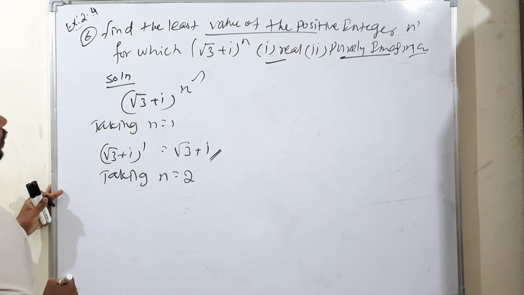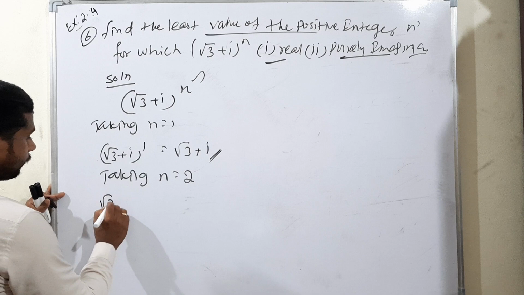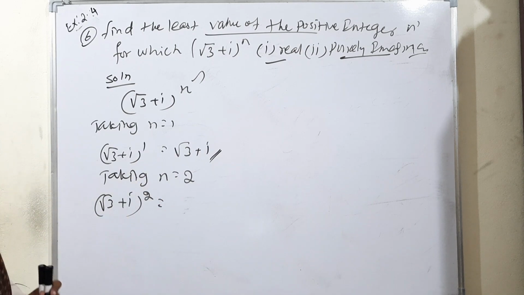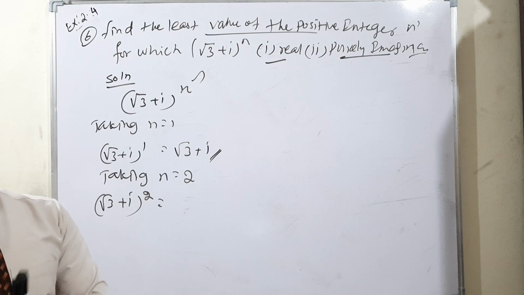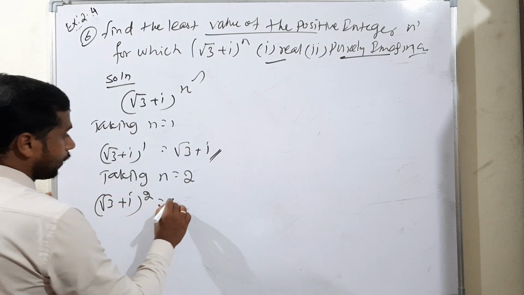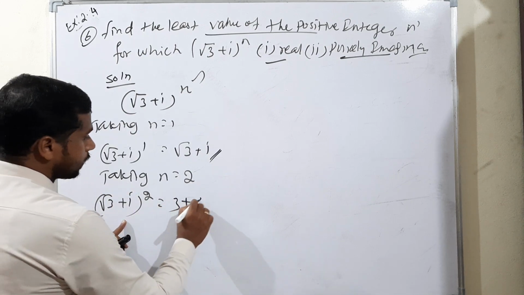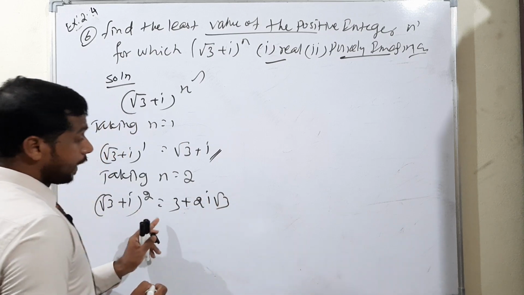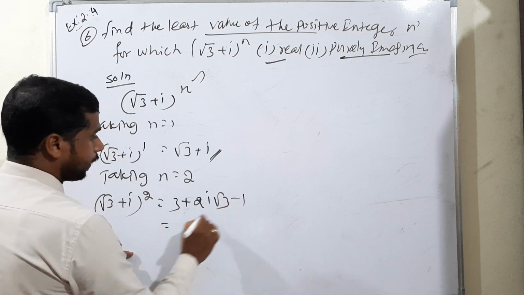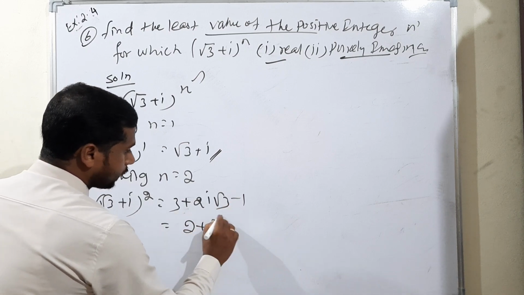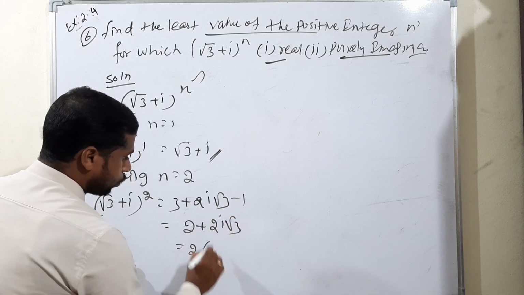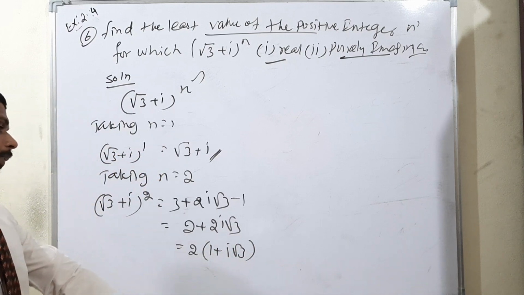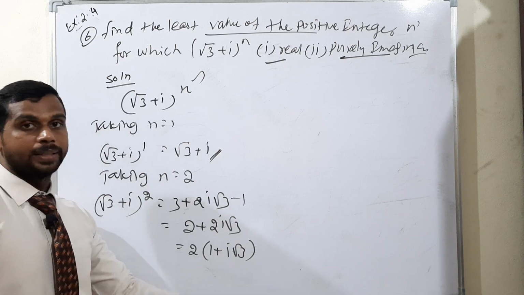Taking n equal to 2, (√3 + i)^2, with (a + b)^2 equal to a² + 2ab + b². √3 squared is 3, then plus 2i√3, then i² is minus 1. Therefore 3 minus 1 is 2, plus 2i√3. Taking 2 common outside, 1 + i√3. This is also not possible because real is there and imaginary is also there.